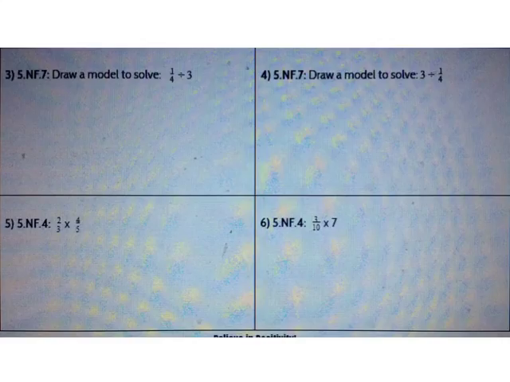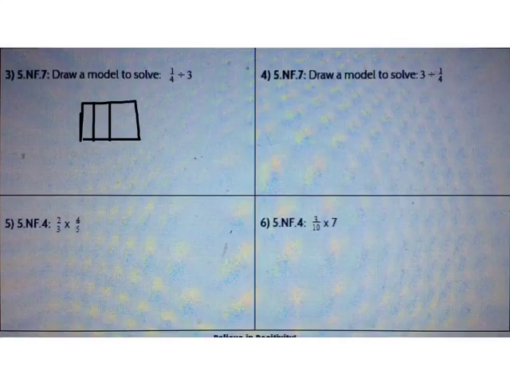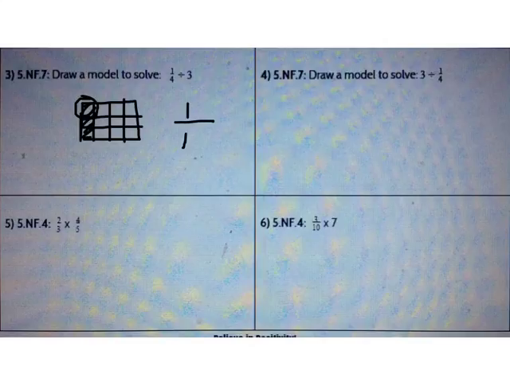Draw a model to solve 1/4 divided by 3. What would I start my model with? I would start my model with 1/4. It's what's being split up. Draw 1/4 on your paper now. I need to split 1/4 into 3 pieces. So how many lines would I draw? I would draw 2 lines. I know that 1 piece is in each group. So what is my new fraction? What's 1/4 divided by 3? It's 1/12.